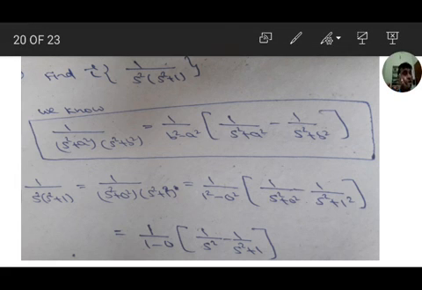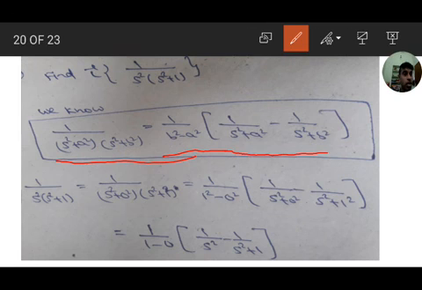Find L inverse of 1 by s square into s square plus 1. This is also by using the same result, that is, we know that 1 by s square plus a square into s square plus b square equals 1 by b square minus a square into 1 by s square plus a square minus 1 by s square plus b square.